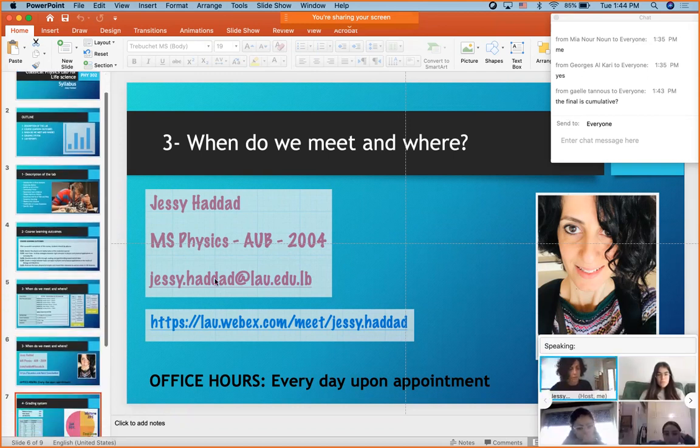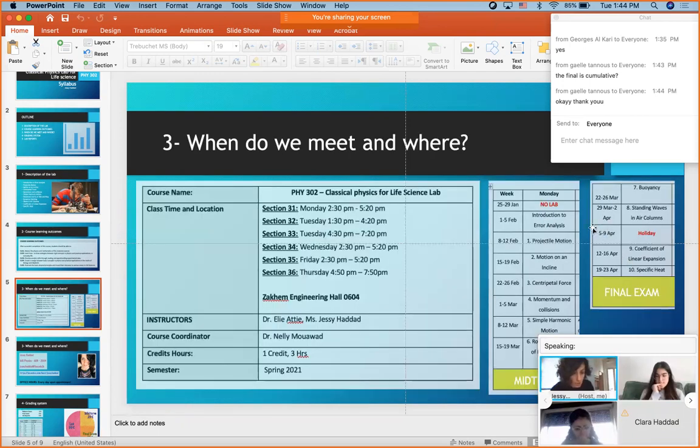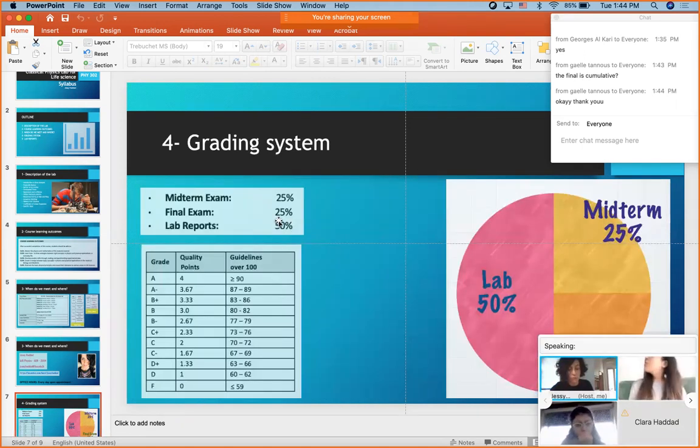Now the grading system: midterm 25%, final exam 25%. So we're gonna divide both. The lab reports, which are actually 10 lab reports, the introduction is not graded, will be 50% of your grade. The lab reports can be done as teamwork, which means you can do it alone or with one partner. You don't have to go through teamwork. It's optional because I know you may not like to have a partner since we're online.